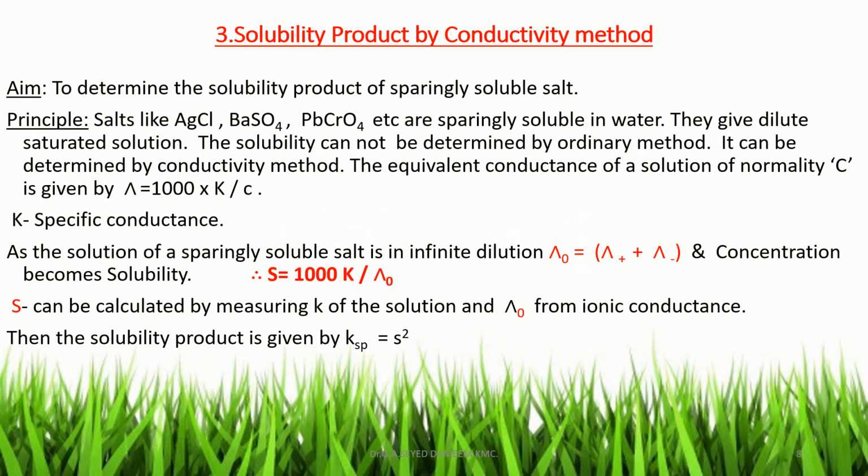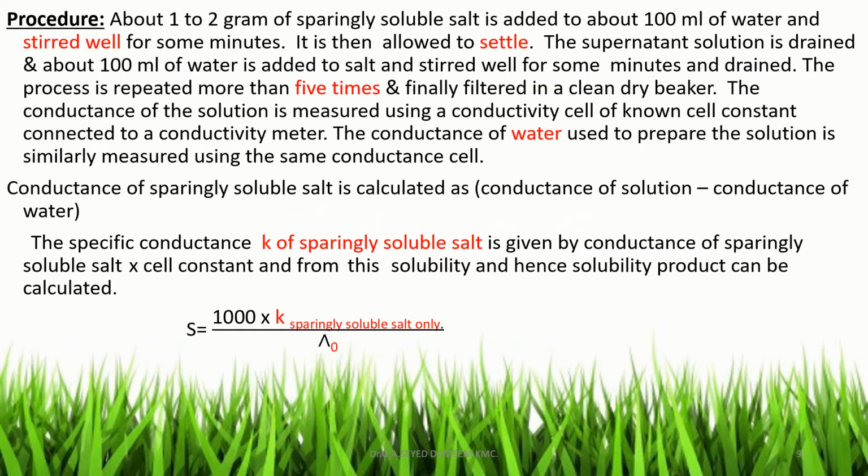Here K is the specific conductance of the sparingly soluble salt. Next, the procedure of the experiment: about 1 or 2 grams of sparingly soluble salt is added to about 100 ml of water and stirred well for some time using a glass rod. It is then allowed to settle. The supernatant solution is drained and about 100 ml of water is again added to the salt, stirred well for some minutes and drained. The process is repeated 5 or 6 times.